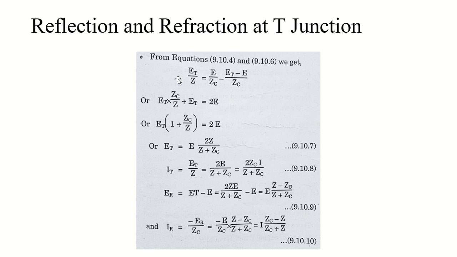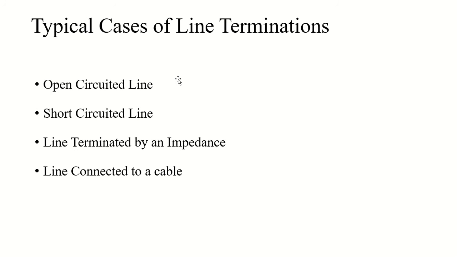Now we are going to talk about the typical cases of line terminations, right? There are so many ways that my transmission line can get terminated, and majorly there are typically four cases or scenarios which are responsible for the termination of line. The first one is called the open circuit line, the second one is of course the short circuited line, the third one is the line terminated by an impedance, which is a very interesting one, we will talk about it, and the fourth one is the line connected to the cable.